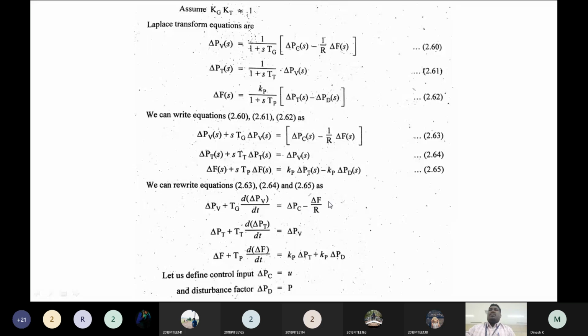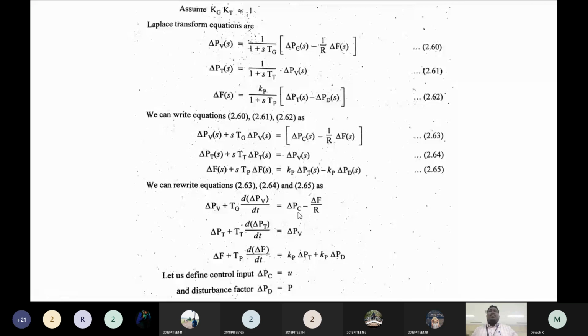time domain format. That is TG d del PV by dt equals del PC minus del F by R. Second, TT d del PT by dt equals del PV minus del PT. In a similar manner, TP d del F by dt equals KP del PT minus del F minus KP del PD. So these are our governing expressions for turbine, generator and prime mover.